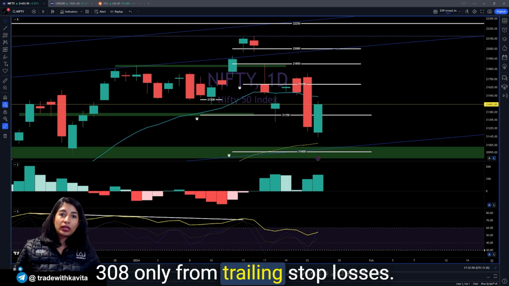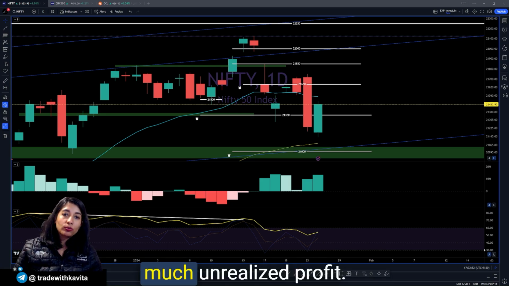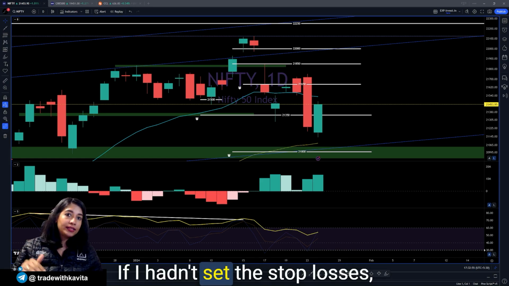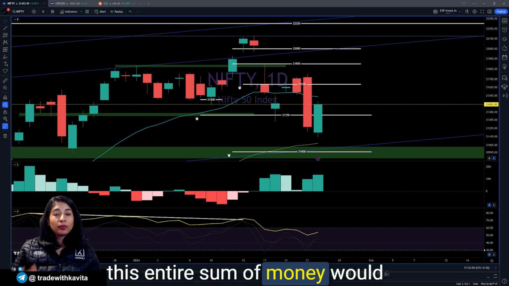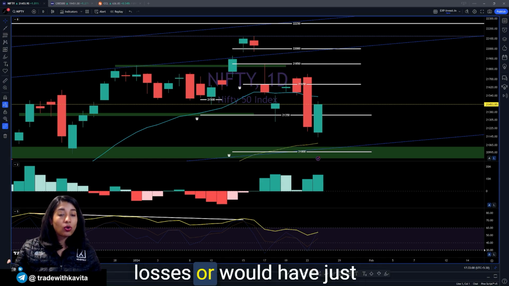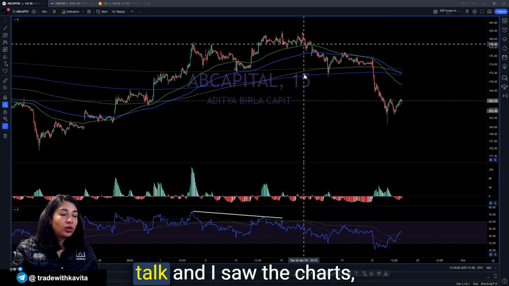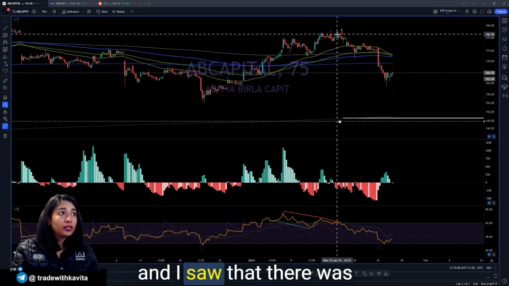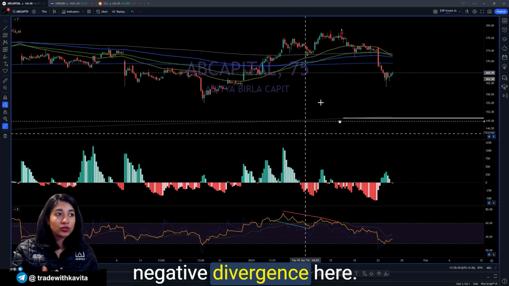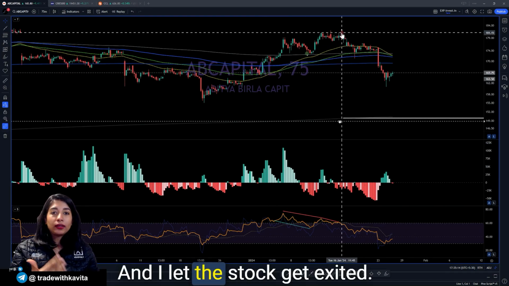1,36,308 only from trailing stop losses. Why? Because I had so much unrealized profit. If I hadn't set the stop losses, this entire sum of money would have turned to unrealized losses or would have just evaporated in the market. Take ABC Capital. I had a position in this stock and I saw the charts and I saw that there was negative divergence here. So I set a small target and I let the stock get exited.